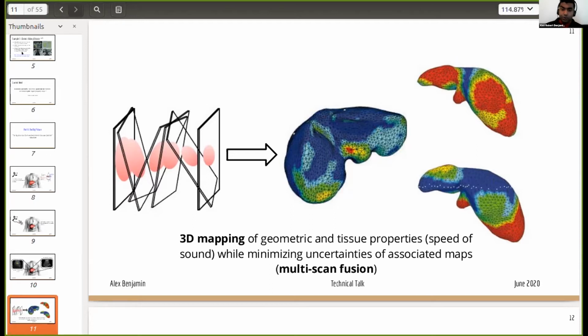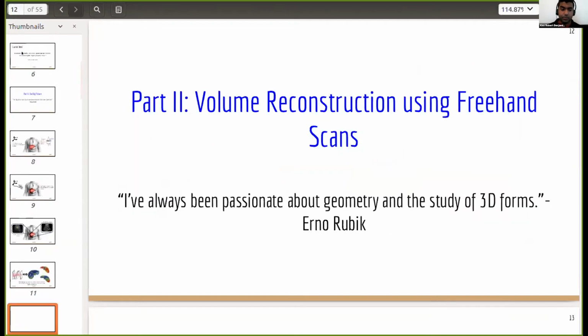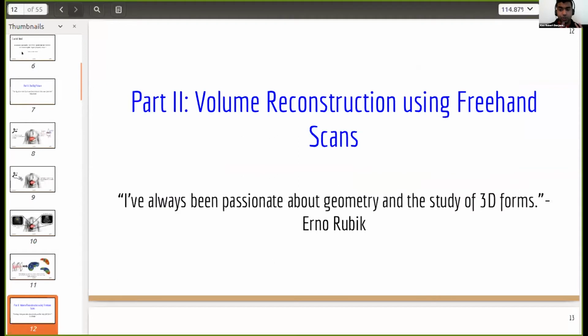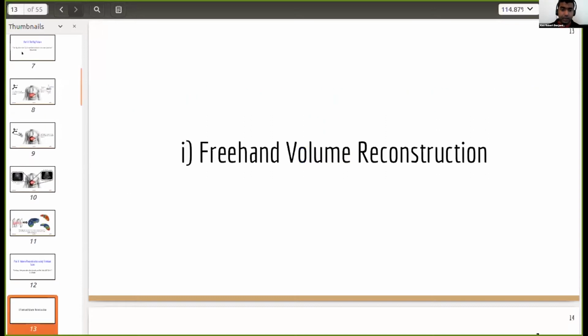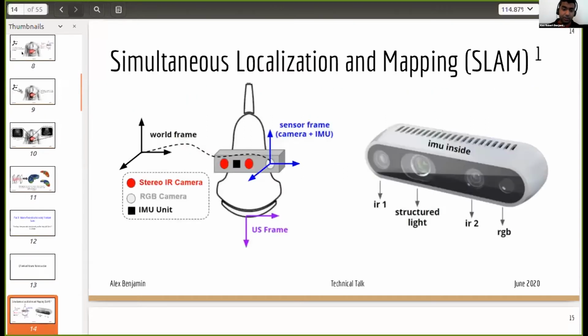So I'm going to jump into some of the results we got where we attempted to localize this probe in free space and create volumes. For now, I'm going to focus on just the structural volume itself. We were able to retrofit an existing commercial probe with 3 specific sensors: infrared cameras, regular cameras, and an inertial measurement unit. For those familiar with this method, it's generally called SLAM, which is simultaneous localization and mapping.